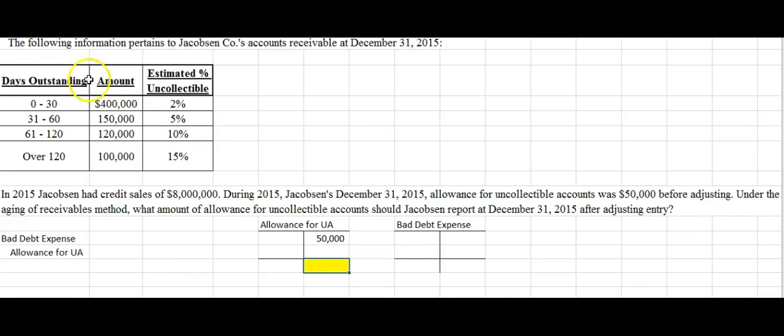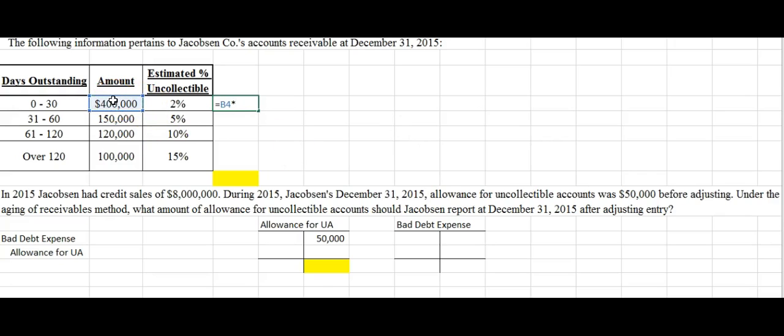It's very easy. You're going to have the schedule up here. It's going to tell you the amount per days outstanding, and you're going to apply a certain percentage of uncollectability. Notice that the longer they are outstanding, the higher the uncollectability ratio is. That makes sense, right? Because if a customer hasn't paid you in over 120 days, it's more likely than not that they're not going to pay. So you apply a higher percentage of uncollectability. So we're going to shoot for this balance here, and you'll see how we get it. I'm going to highlight it here. It's very easy.